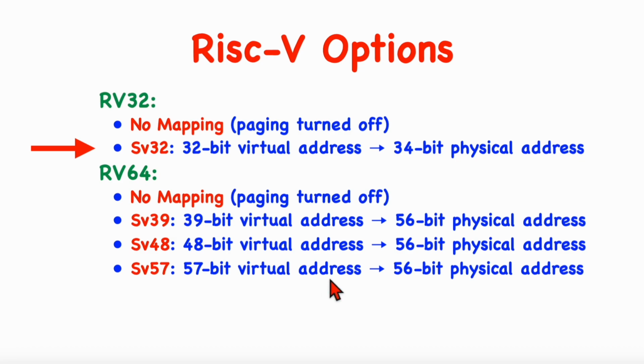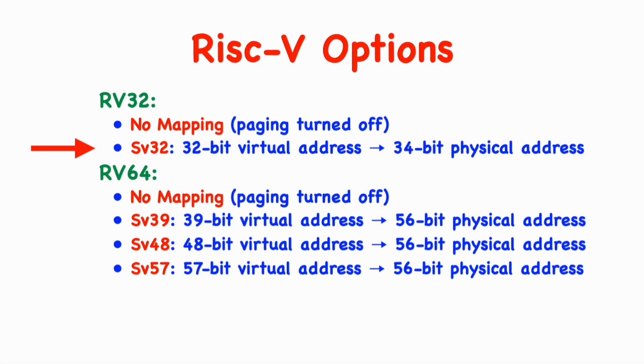For 64-bit machines, all physical addresses are 56 bits. Of course, no system is likely to have this much physical memory, so some of the upper bits of the physical address will be ignored by the hardware. And a given 64-bit core may or may not implement all of these paging options.